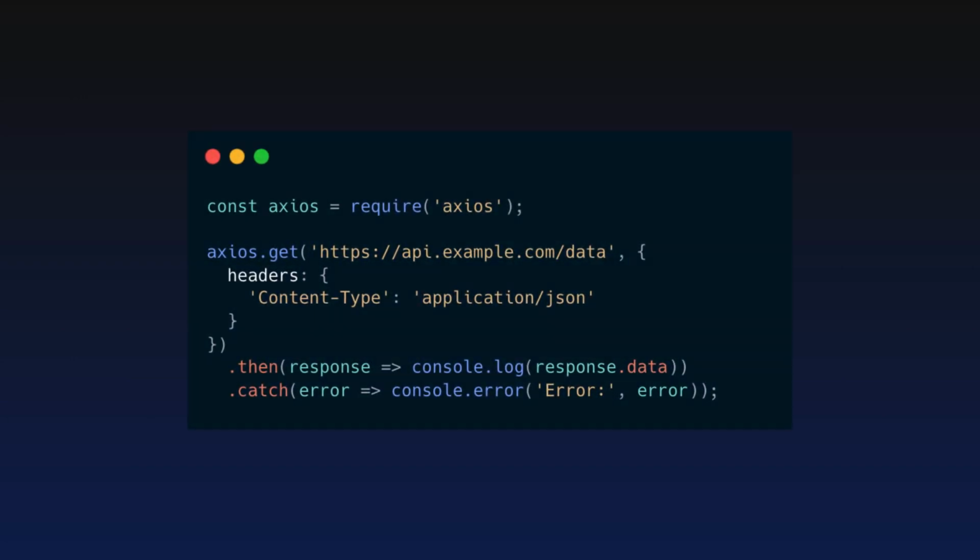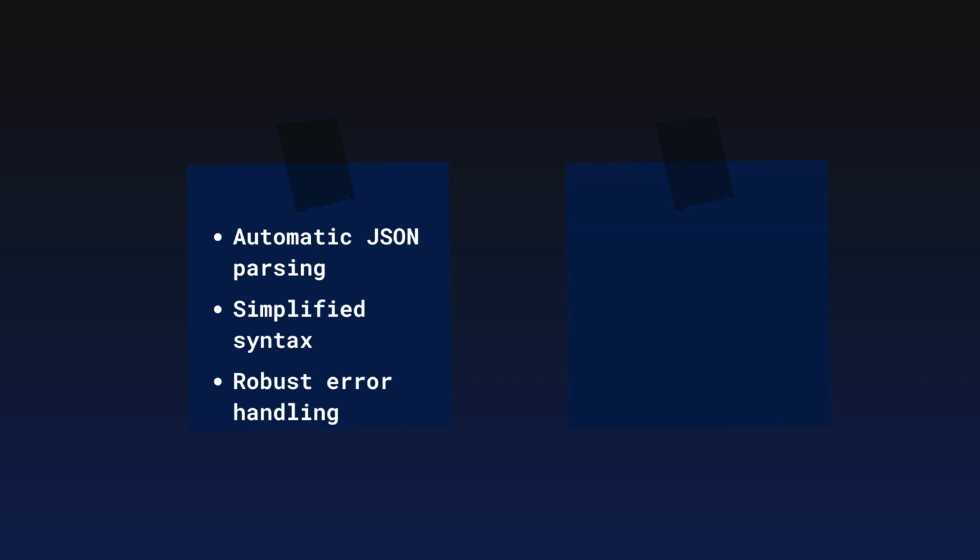Axios, on the other hand, is a third-party library that simplifies HTTP requests. It offers more features and handles a wider range of use cases compared to Fetch. While the pros of Axios are its automatic JSON parsing, simplified syntax, and robust error handling, its cons include requiring installation and having a larger bundle size compared to Fetch.